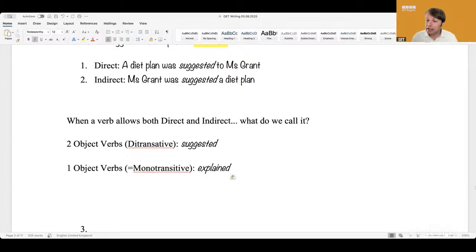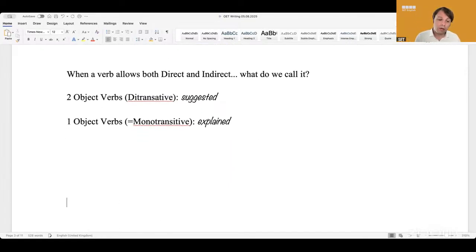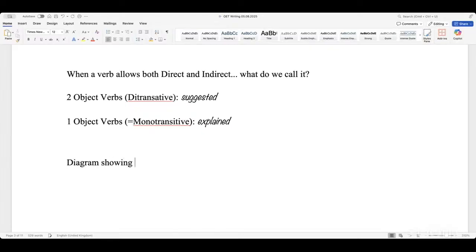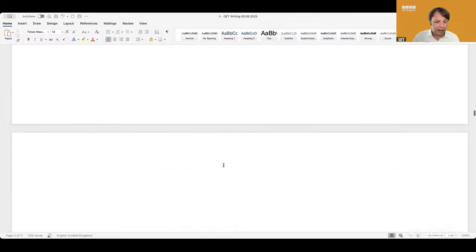All right. Now, I've got a diagram for you guys. I just made a quick one. Does anyone want to see a diagram showing most common verbs? Yes, please. Absolutely. You can download this from the website. So I'll make sure today I'll put it on the video for you guys. Okay, so here is the diagram. I think it's here.